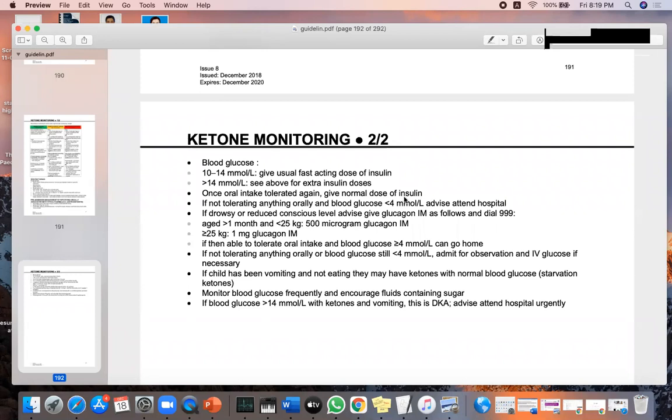If not tolerate anything or blood glucose less than 40, advice for admission. See this line, advice for admission. Okay, this is the most important line, advice for admission.